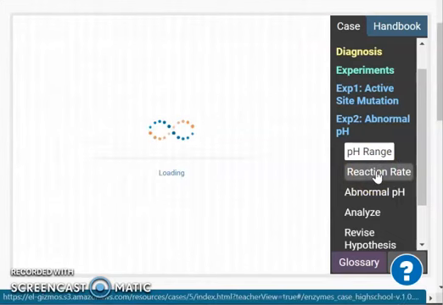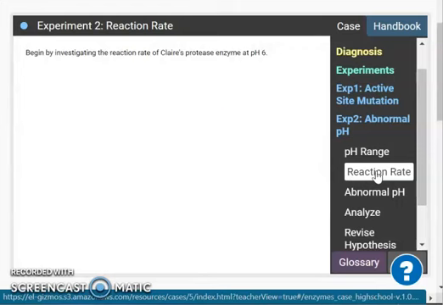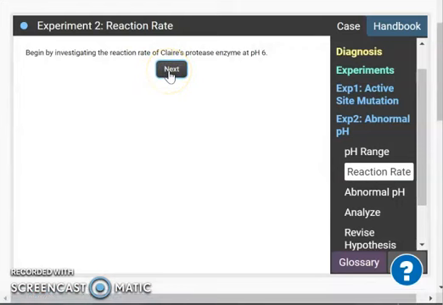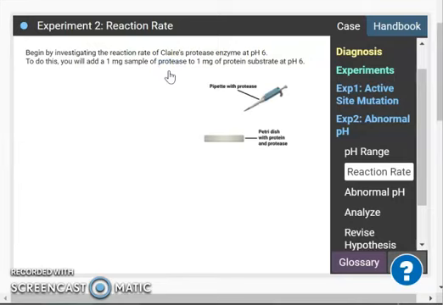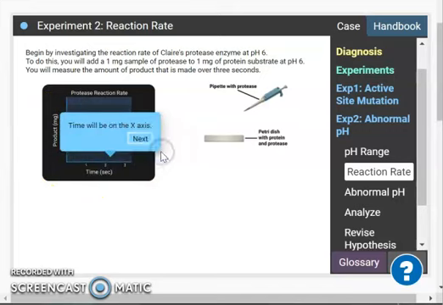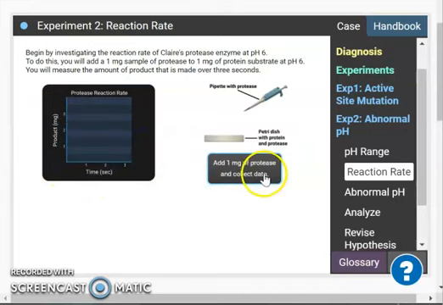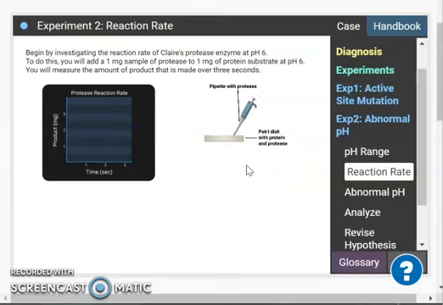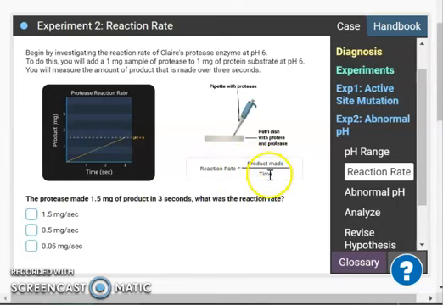Let's collect some reaction rates from a healthy dog. We want to begin by investigating the reaction rate of Claire's protease enzyme at pH of 6. To do this, we will add 1 milligram of protease from Claire to a milligram of protein substrate at the pH of 6. The amount of product made will be on the y-axis, and time will be on the x. When we add the milligram of protease and collect our data, we find our reaction rate equals the product made over time.